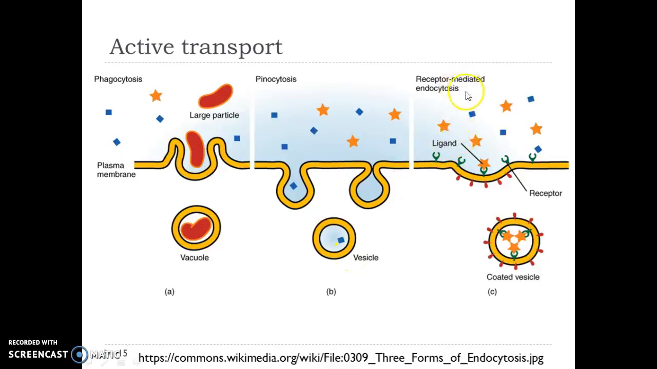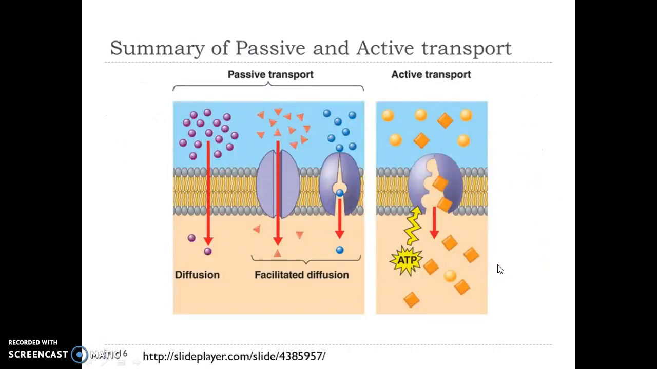The next one is receptor mediated endocytosis. You have a receptor there. The ligand binds to the receptor. Now this whole part is engulfed as a coated vesicle and moves inside.